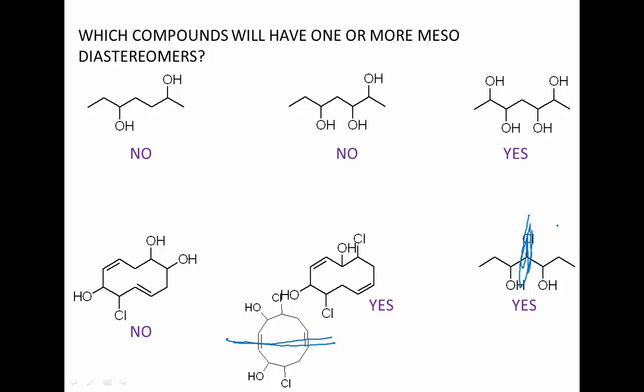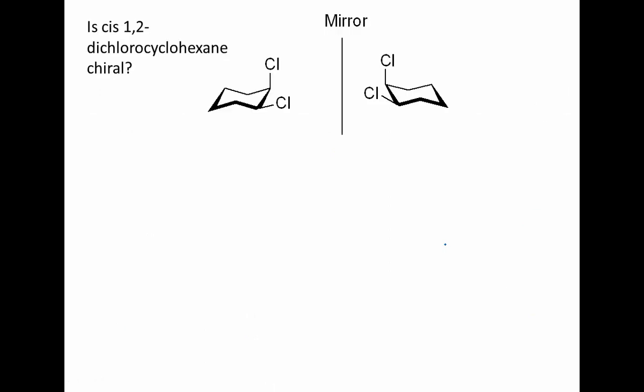Okay, so this half of the molecule and this half of the molecule both look alike, and if you lined up the stereocenters in the correct way, there could be a meso compound. All right, here's an interesting case. Is cis-1,2-dichlorocyclohexane chiral?